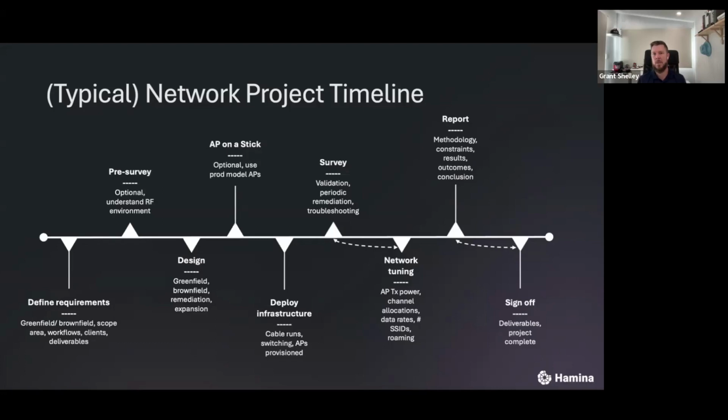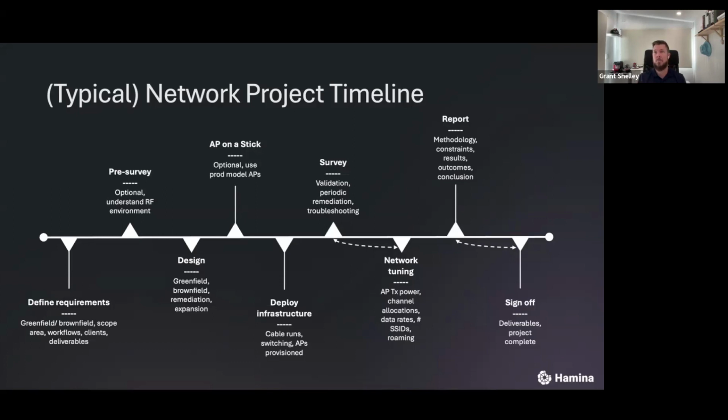So yeah, we've got the network tuning there. And then we've got the report side of things. Again, you want to be able to get the report to the point where you've done the network tuning, you've done another survey for it, possibly, and then you're going to provide that.